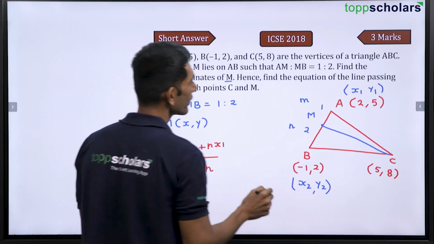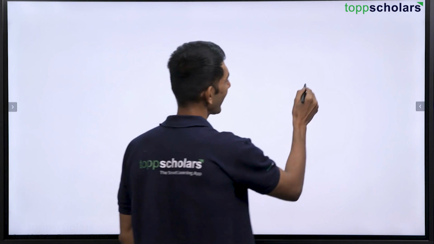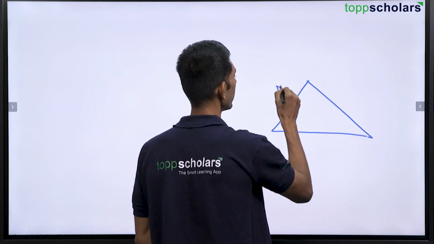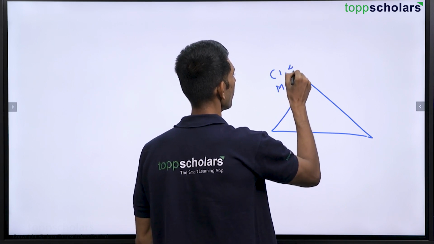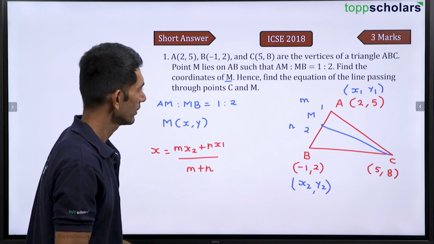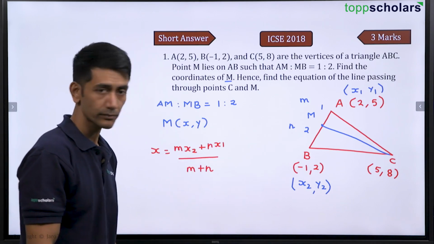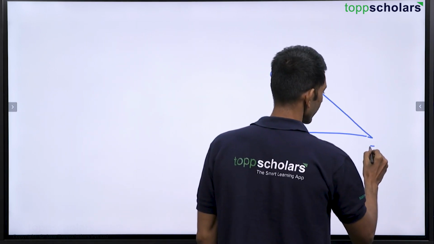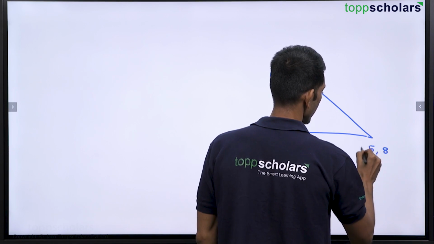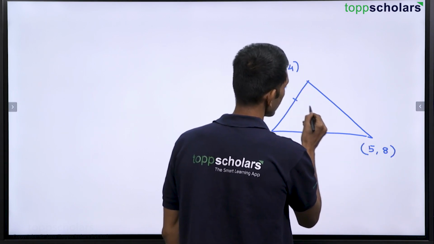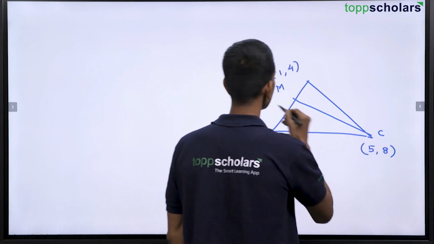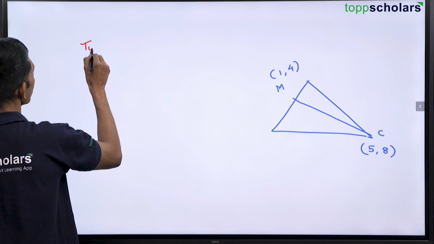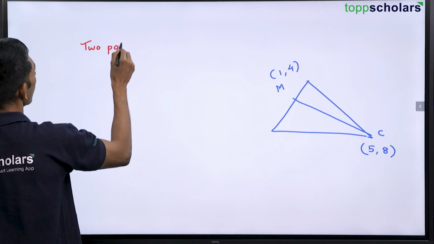So basically the coordinates of point M. If I draw the triangle again, the coordinates of point M over here are (1, 4), correct? So this is (1, 4), and then this point is (5, 8). Here I have (5, 8), right? And then if I join this, I get the line CM. So here we have 2 points.